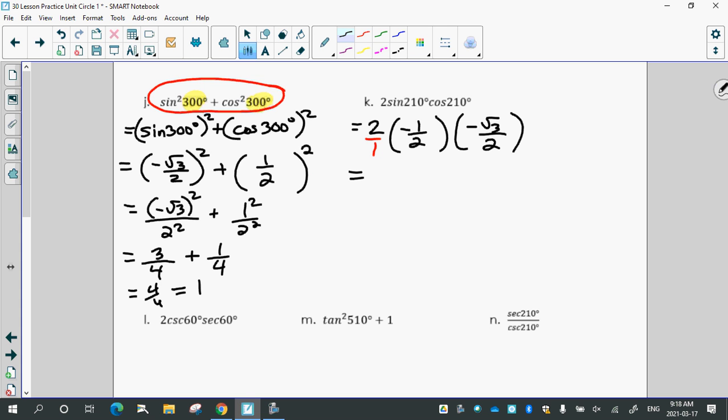So if I multiply the numerators together, I'm going to get positive 2 root 3. And if I multiply the denominators together, I'm going to get 4. But I can divide top and bottom by 2 because 2 and 4 reduce. So I end up getting root 3 over 2. And we can check that one. So let's check. 2 times the sine of 210 degrees times the cos of 210 degrees gives 0.866, and root 3 divided by 2, you probably memorized that, is also 0.866.